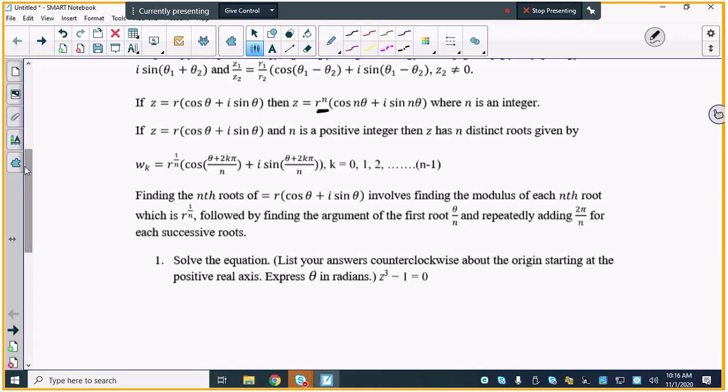Similarly, if z equal to r cosine theta plus I sine theta is a complex number and n is a positive integer, then the nth root of the complex number are given by r to the power 1 over n. So take the nth root of the modulus, and I would say the positive root of the modulus r, and for the argument, write it as cosine of argument of the original complex number theta plus 2k pi over n plus I sine theta plus 2k pi over n, where k runs from 0 to n minus 1.